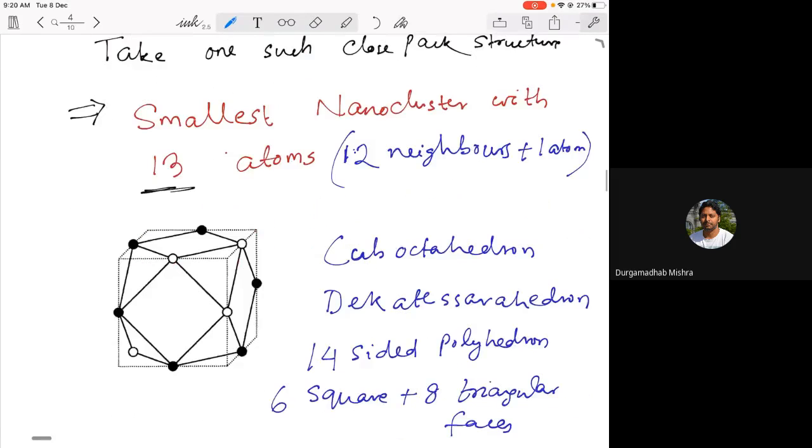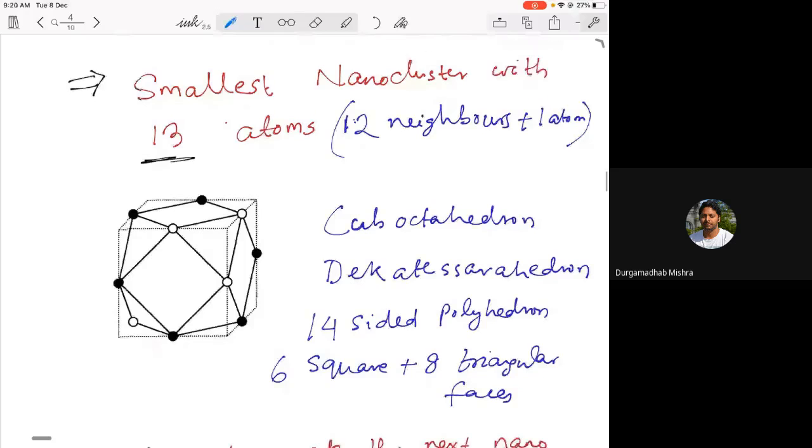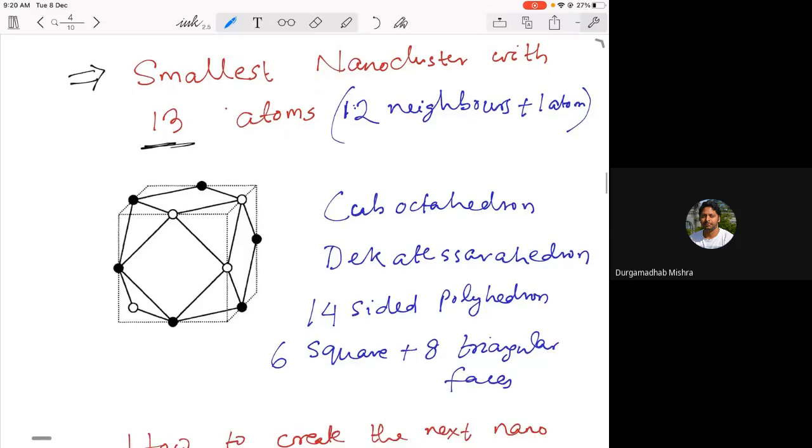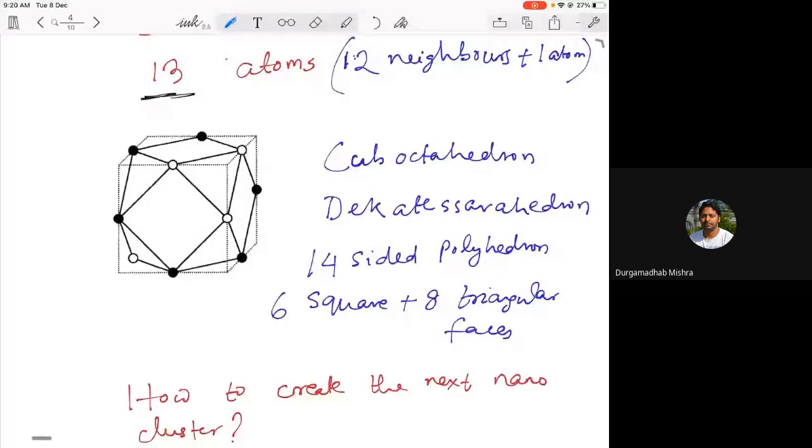So this is a picture of one of the unit cells, and sometimes different names are also given, like cuboctahedron or decatessahedron. Okay, so different names are there, but this is basically a polyhedron with 14 sides, as you can see here. So you have six sides which are square, and eight faces which are triangular. Okay, so this is what you get, a polyhedral structure and the smallest cluster or nanoparticle that you can get, which has 13 atoms.